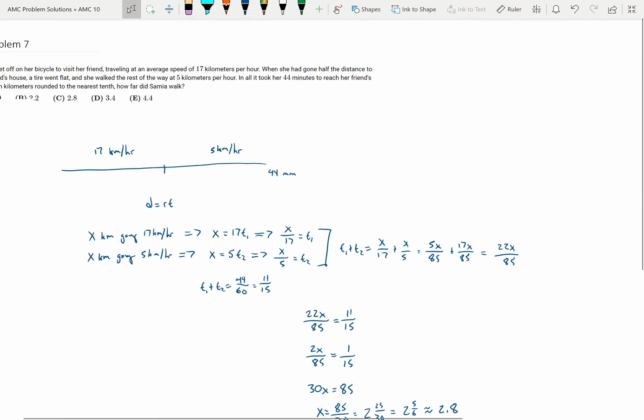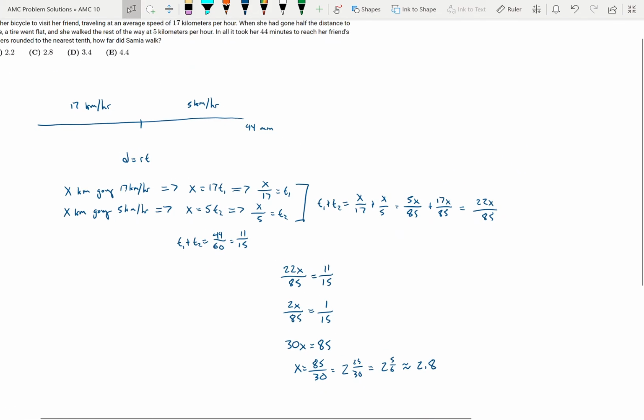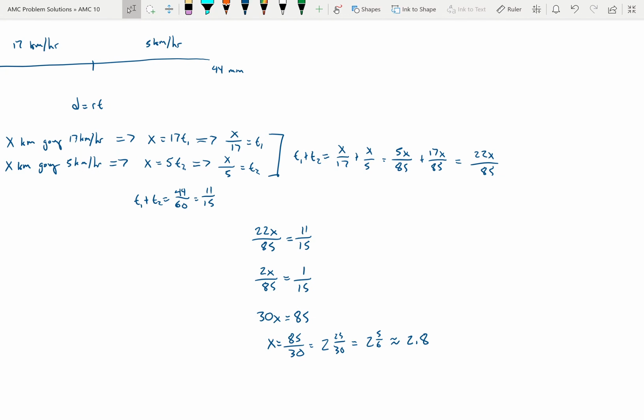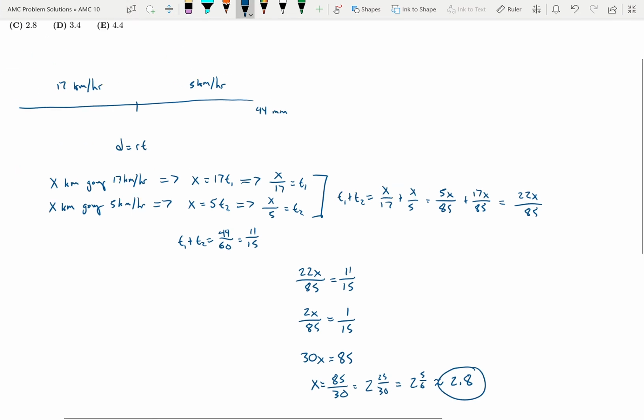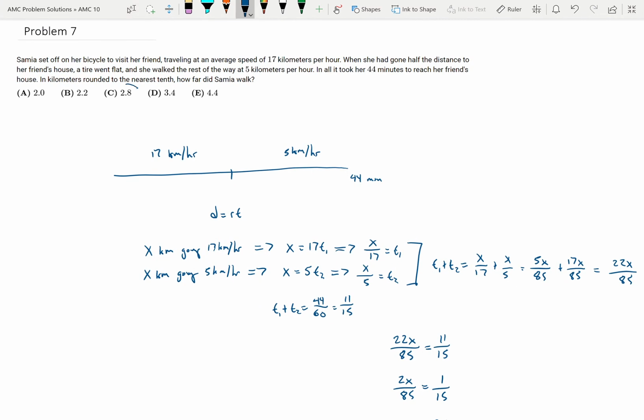And remember, we're just finding how far Samia walked, and that distance is going to be x, because that represents half of the total distance she traveled. So the answer is going to be 2.8, which is C.